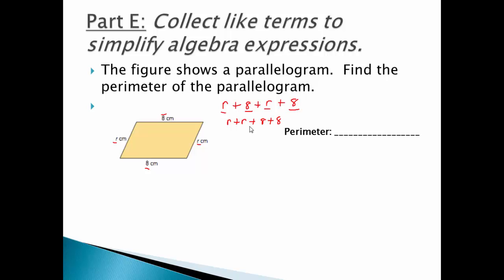We're going to combine the terms. Then we can continue to do it by saying 2r added to 16. So our perimeter is 2r plus 16 centimeters.